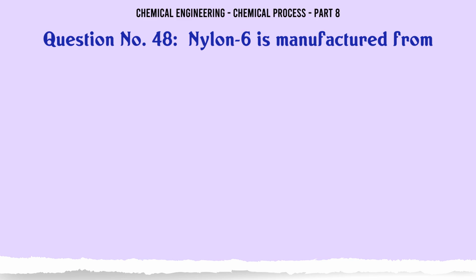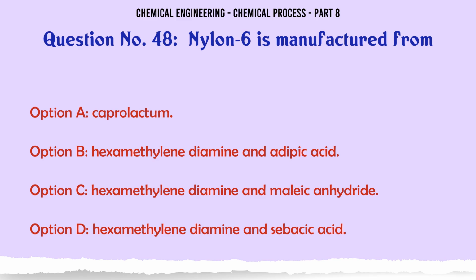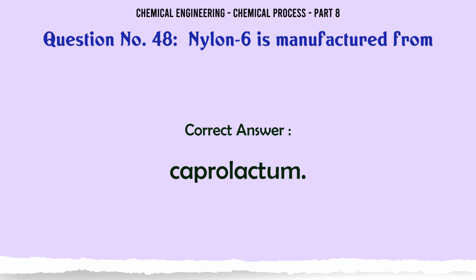Nylon 6 is manufactured from A. Caprolactam, B. Hexamethylene diamine and adipic acid, C. Hexamethylene diamine and maleic anhydride, D. Hexamethylene diamine and sebacic acid. The correct answer is caprolactam.